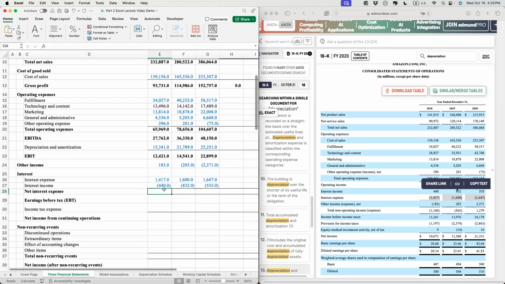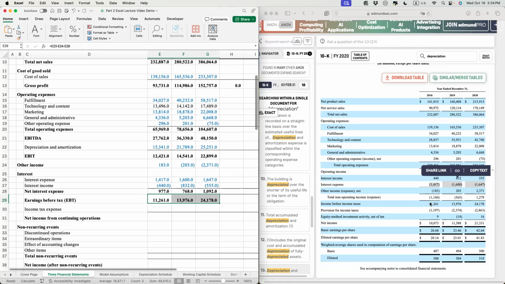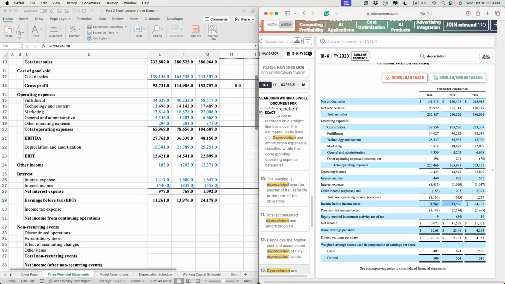Once we have the interest income and interest expense, let's add these two rows together to get the total interest expenses. And then we can calculate earnings before tax by using the EBIT, which is operating income. We subtract the other income and subtract the net interest expense to derive the earnings before tax. And again, now is another checkpoint. You can compare this earning with the one filed on the 10K earnings before tax. Our number matched the number in the filing, so that means our calculations are correct.